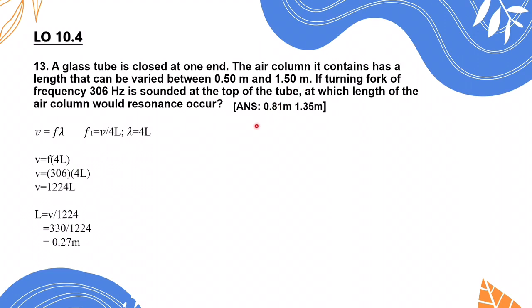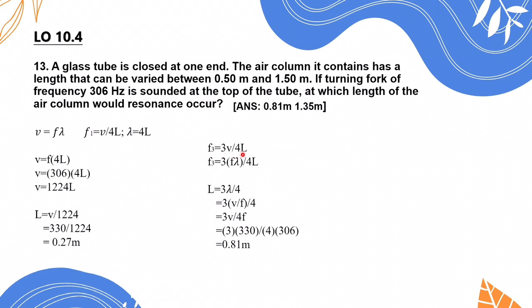So we proceed to the next formula, which is f equals 3v over 4L. And we know v equals f lambda, so we substitute inside this formula. By rearranging, we can get L equals 3 lambda over 4, and lambda equals v over f. By substituting it, we can get 3v over 4f. Substitute the velocity and frequency in this formula, and we can get 0.81 meter, which is between 0.5 meter and 1.5 meter.